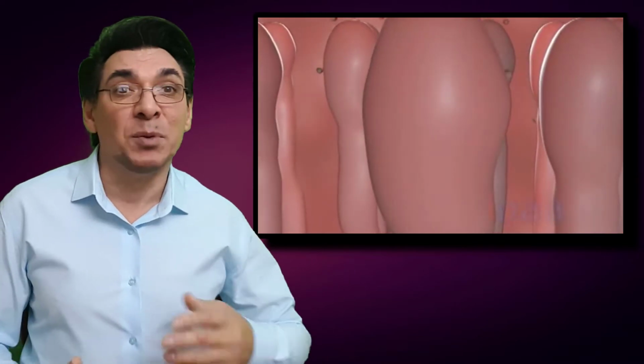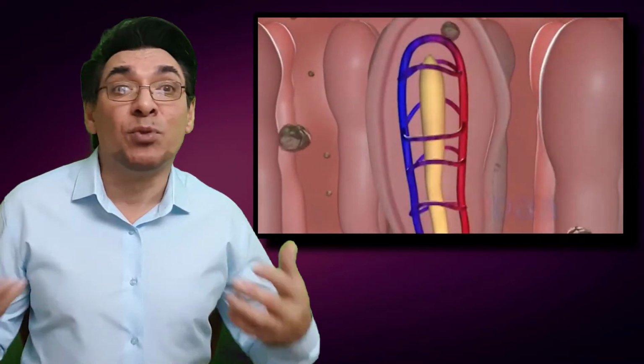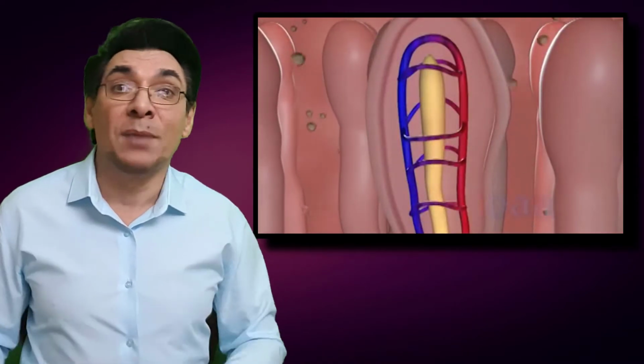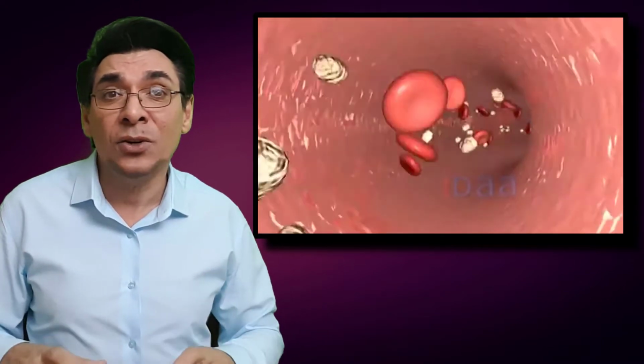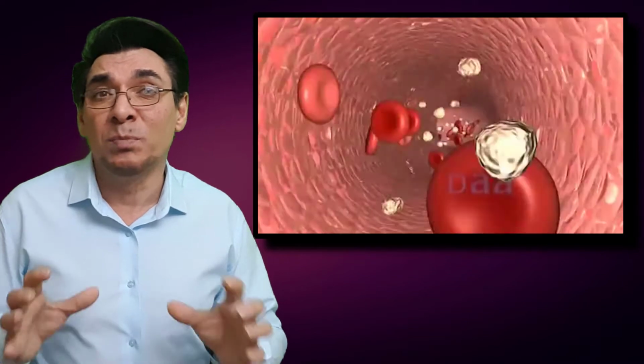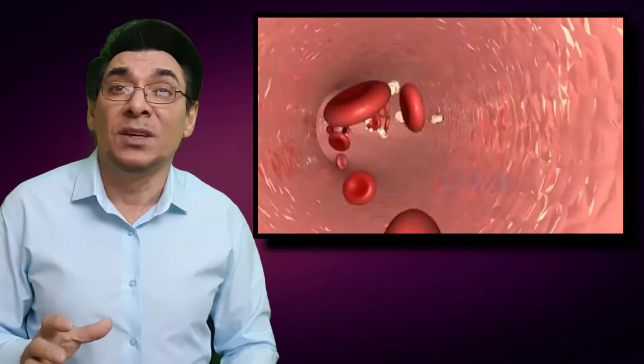Peptidases break the peptide bonds in proteins to form amino acids. Disaccharidases break down disaccharides such as maltose into monosaccharides such as glucose. The amino acids and the monosaccharides can be absorbed by the intestinal epithelium.